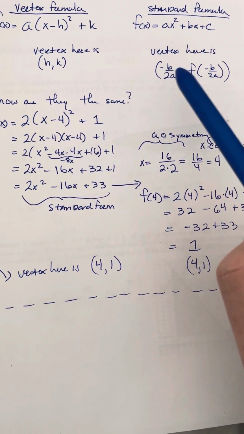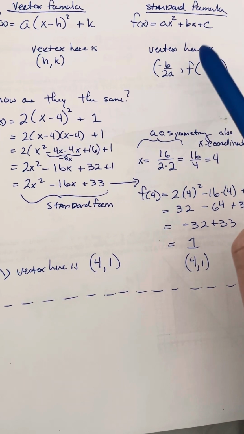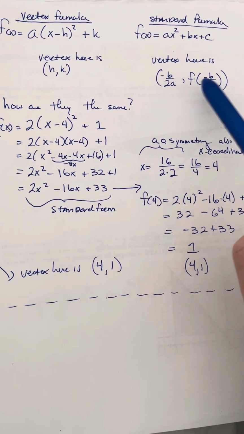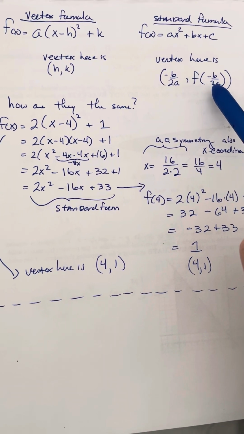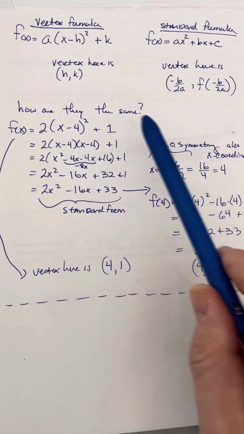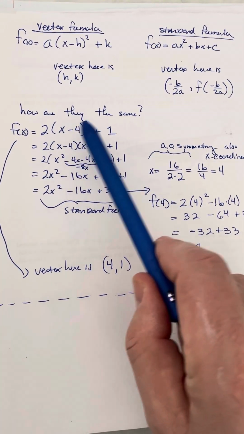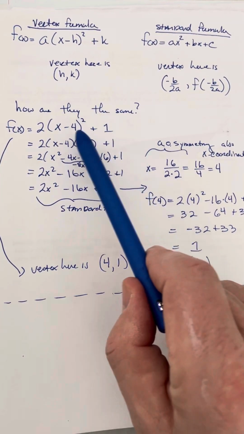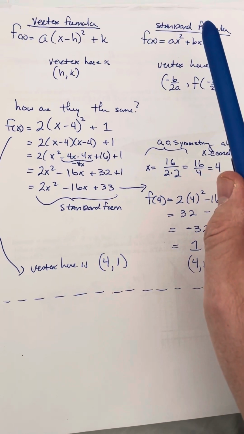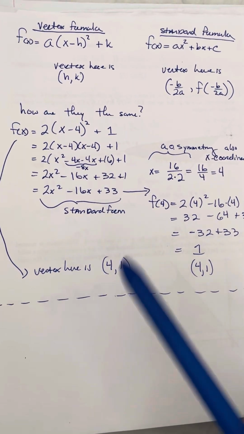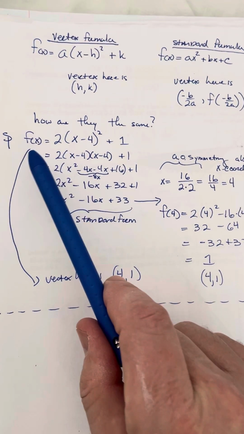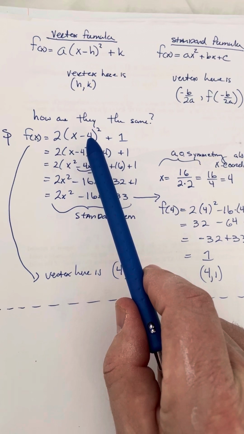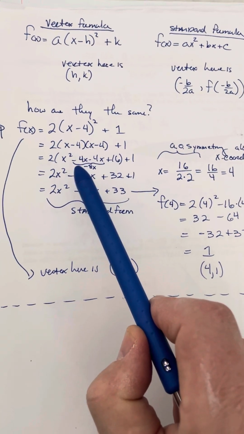For the standard form, it's -b over 2a, and then you take that -b over 2a and you plug it into the function and you do f of -b over 2a. So let's demonstrate, and I'm going to point out that we're going to get the same vertex, and I'm going to show you that this vertex formula will convert to a standard formula and we'll end up with the same vertex. So suppose f of x is 2 times the quantity x minus 4 squared plus 1.